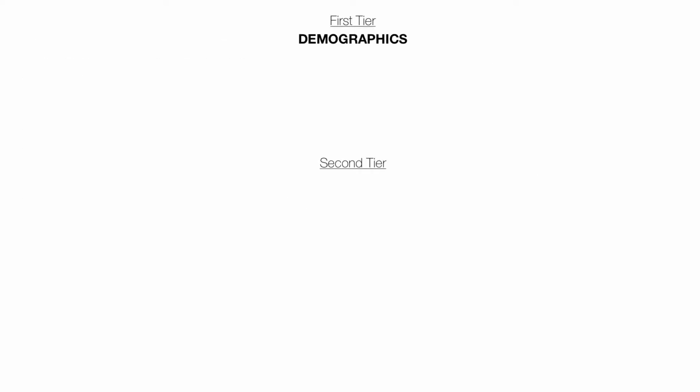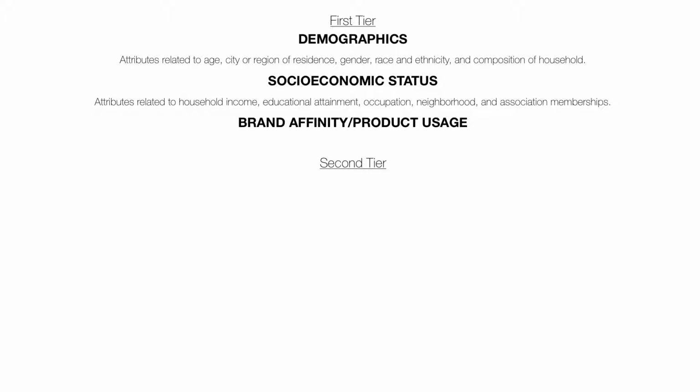First tier. Demographics. Demographics describes attributes related to age, city or region of residence, gender, race and ethnicity, and composition of a household. Socio-economic status. Socio-economic status describes the attributes related to a household's income, educational attainment, occupation, neighbourhood, and association memberships. Brand affinity and product usage describes attributes associated with product engagement on the basis of their behaviour. Second tier.